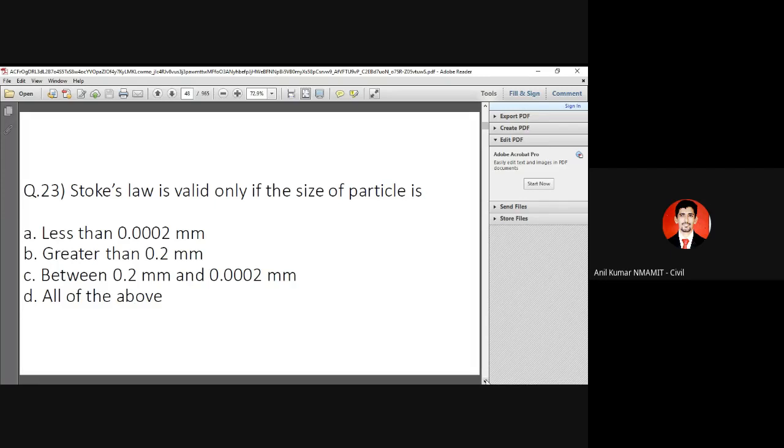Stokes law is valid only if the particle size is: 0.0002 mm, greater than 0.2 mm, between 0.2 mm and 0.0002 mm, or all of the above conditions? Last 10 minutes. Stokes law is valid for which condition?